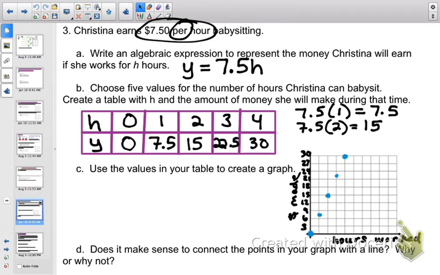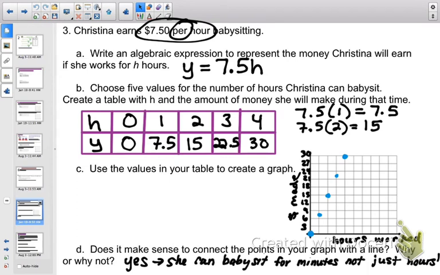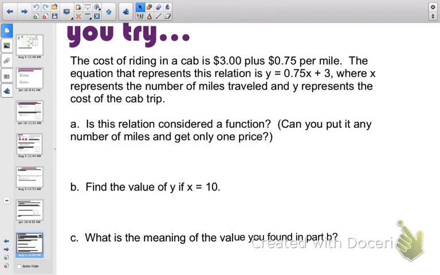Does it make sense to connect the points in your graph with a line? Why and why not? Well, I say yeah, because you don't have to work an hour. You can work minutes, you can work a half hour, you can work 45 minutes. So you can't only babysit for an hour or 2 hours. You can babysit for an hour and a half. So go ahead and try these Try-Its, and that will complete this topic video.